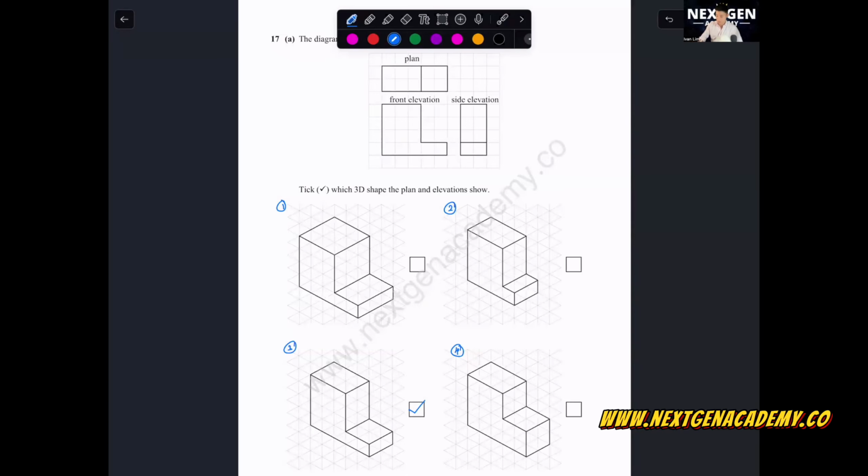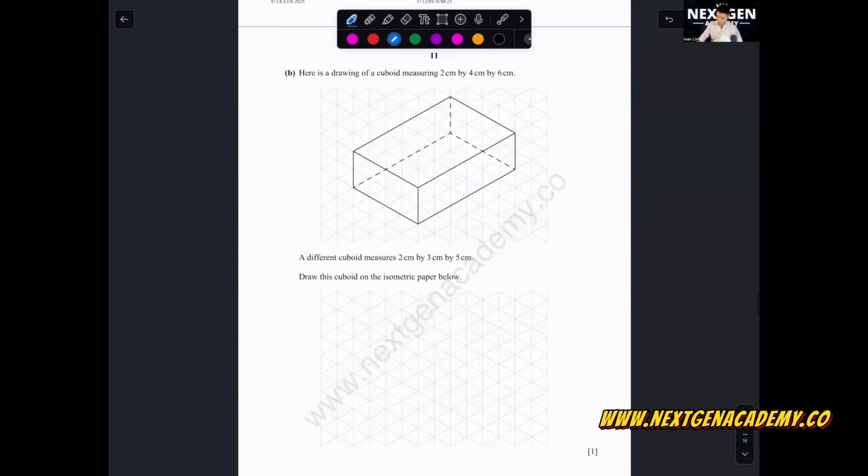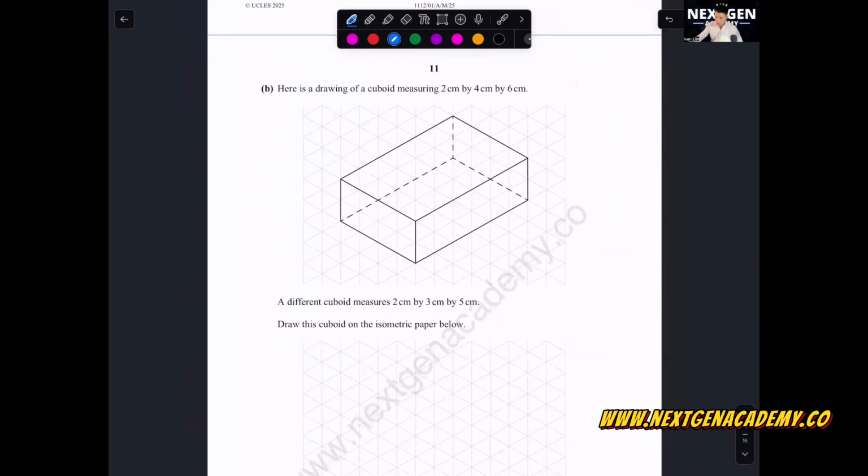Okay, next. Question B. Here's a drawing of a cuboid measuring 2 cm by 4 cm by 6 cm. Let's see, how did they find 2 by 4 by 6? Where's the 2? 2 by 4, 1, 2, 3, 4 by 6. 1, 2, 3, 4, 5, 6. Let me label this first: 2, 4, 6. So they label the height first.